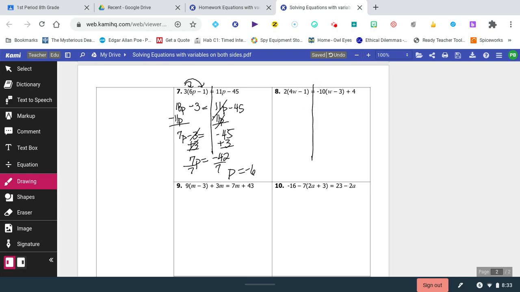Remember, on these, you're supposed to be pausing the video and checking to see if you get any of it before I do, if you want to check your understanding, all right? All right, so on number 8, I see parentheses on the left and the right. So I'm going to go ahead and say 2 times 4w is 8w. I'm using the distributive property on both sides. 2 times negative 1 is negative 2. Hold on one second, guys.